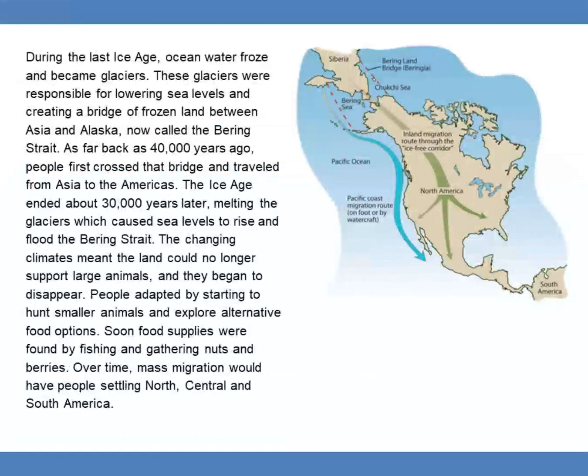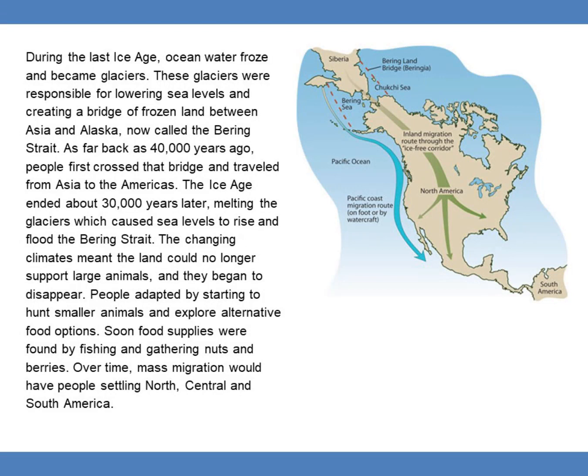During the last ice age, ocean water froze and became glaciers. These glaciers were responsible for lowering sea levels and creating a bridge of frozen land between Asia and Alaska, now called the Bering Strait. As far back as 40,000 years ago, people first crossed that bridge and traveled from Asia to the Americas. The Ice Age ended about 30,000 years later, melting the glaciers, which caused sea levels to rise and flood the Bering Strait.